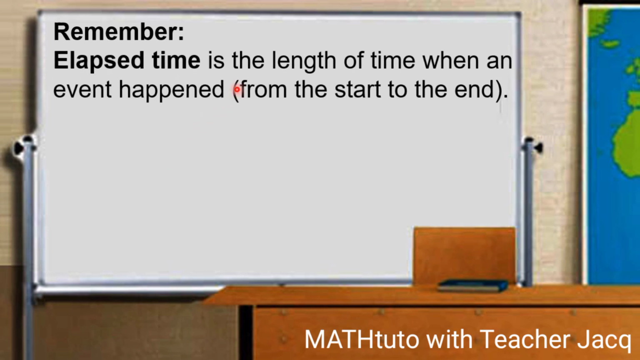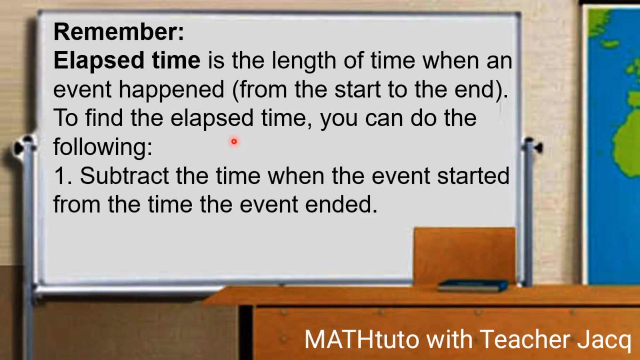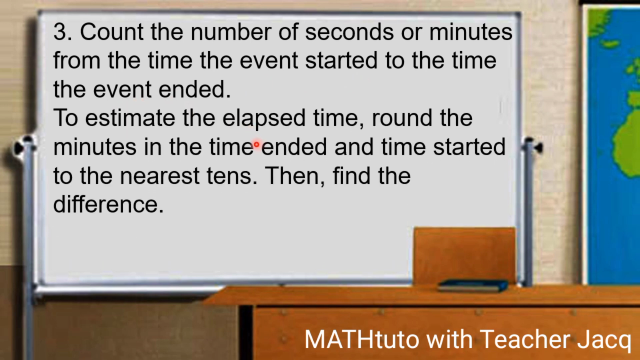Always remember that elapsed time is the length of time when an event happened from start to the end. Next, to find the elapsed time, you can do the following. So, you can subtract the time when the event started from the time the event ended. Or you can use a number line. You can count the number of seconds or minutes from the time the event started to the time the event ended. And to estimate the elapsed time, round the minutes in the time ended and time started to the nearest tens. Then find the difference.